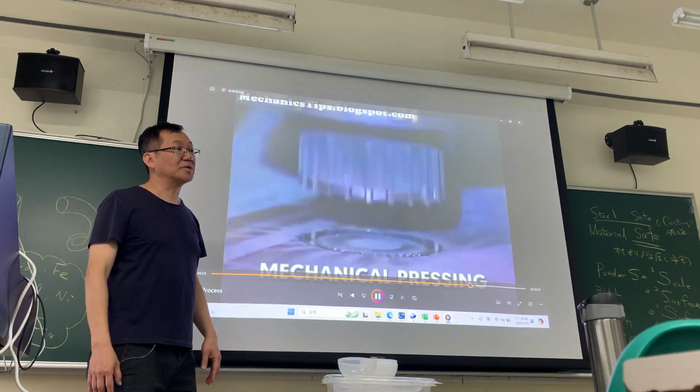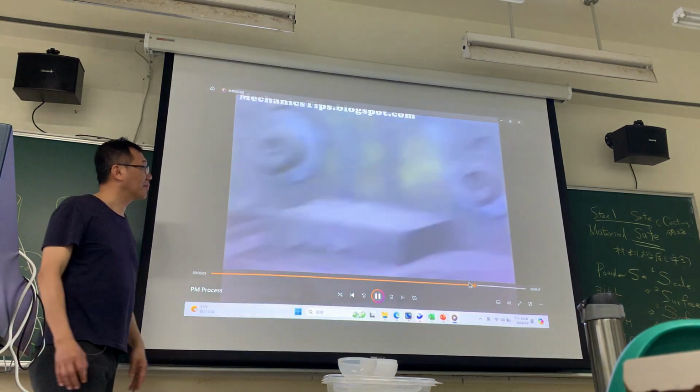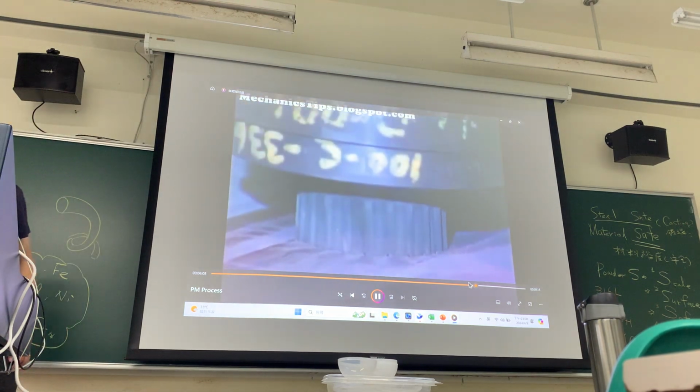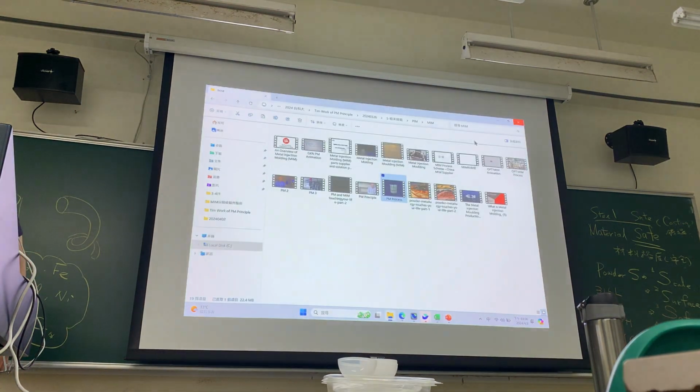Okay, and the principle: the powder is automatically gravity fed into the die and pressed and consolidated.